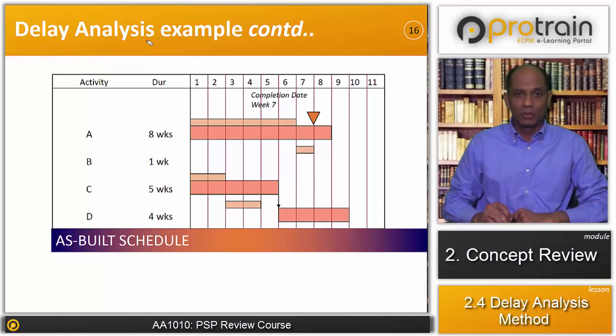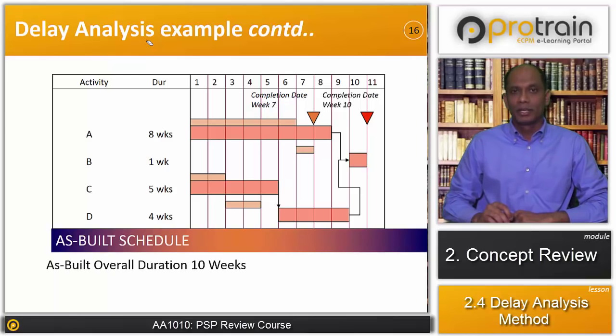Activity D was originally planned for 2 weeks. However, now the activity D in the actuals is taking 4 weeks. Then we have activity B, that is successor to activity D, and this activity is taking duration of 1 week, and this duration is same as what was planned. Therefore, the overall project duration is how much? The overall project duration is now 10 weeks.